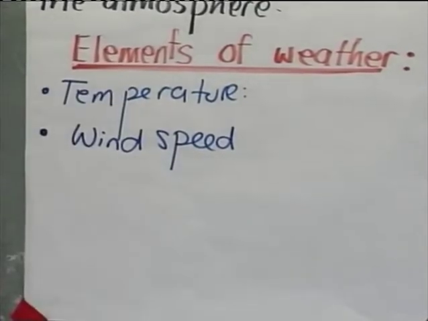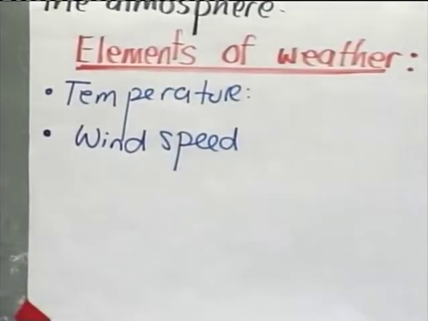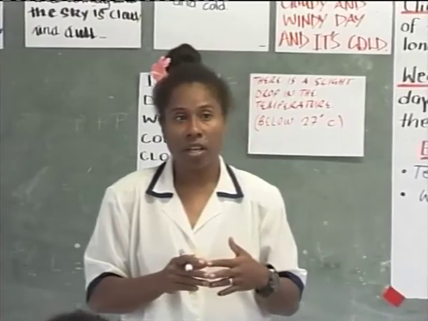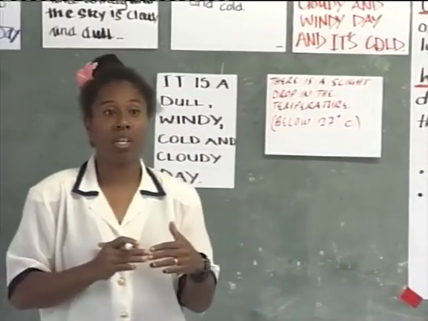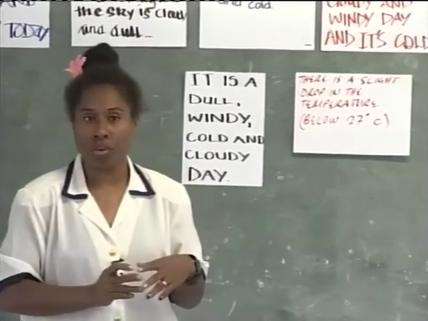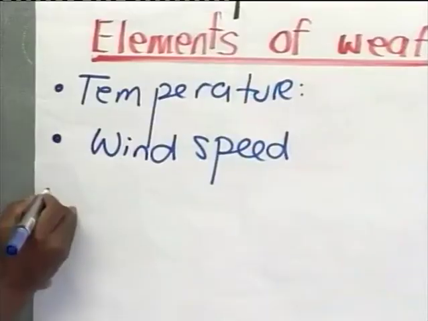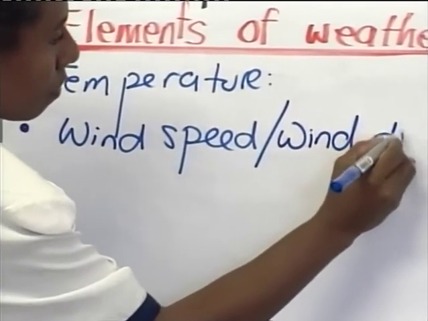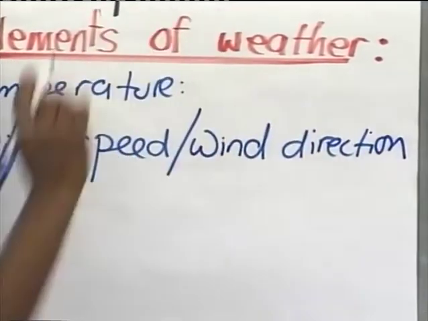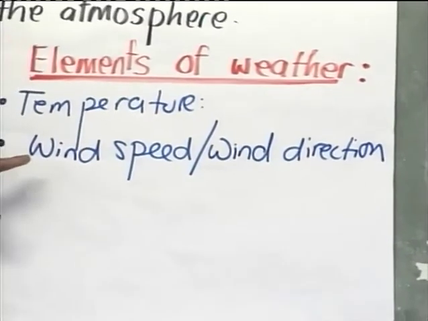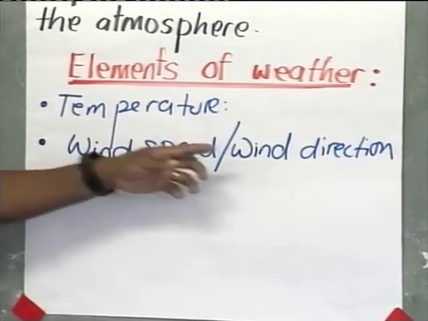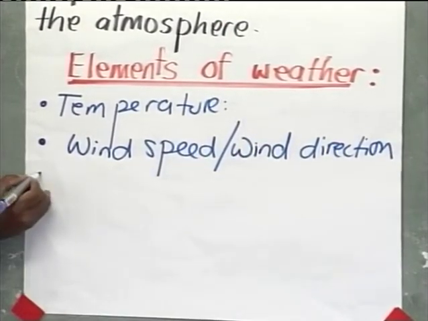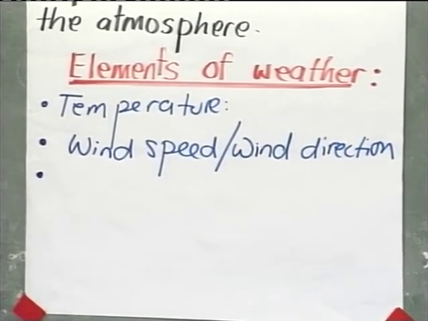How fast the wind is actually blowing, that's to do with wind speed. If you were a meteorologist, you would also be interested in knowing from where the wind is actually blowing from and going to. Wind direction, good. So we have two things here together with wind. Wind speed, knowing how fast the wind is blowing, and wind direction, from where the wind is blowing from and where it is going to. Okay, we check the next words that you have used.